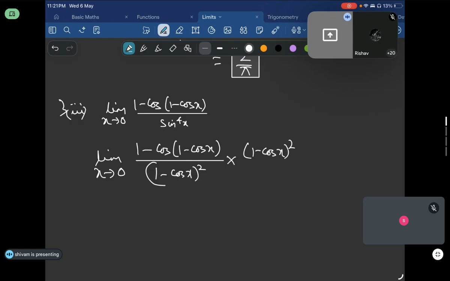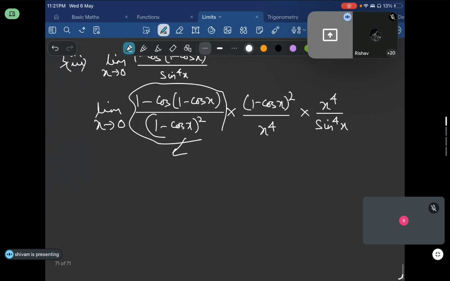In order to convert it into standard form, we have to divide by x to the power 4 and multiply by x to the power 4 divided by sine to the power 4 x. Done. So see everyone, this whole thing will become half, the next one will become half whole square multiplied by 1. This will become 1 by 8.